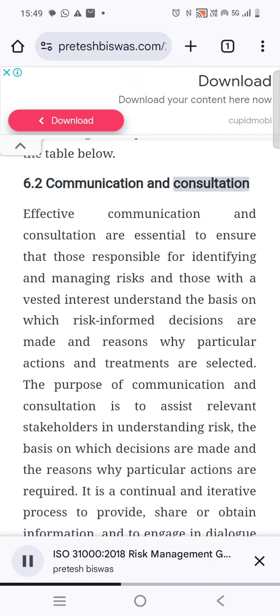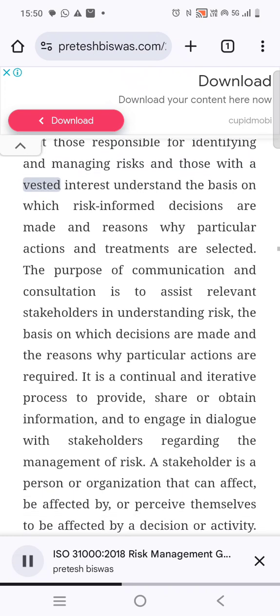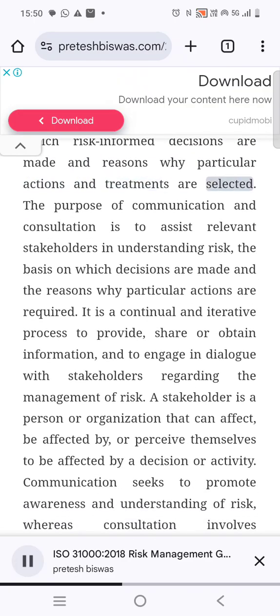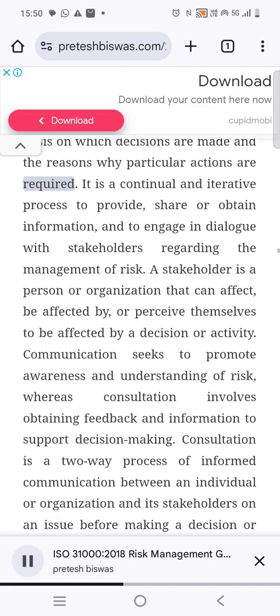6.2 Communication and consultation. Effective communication and consultation are essential to ensure that those responsible for identifying and managing risks and those with a vested interest understand the basis on which risk-informed decisions are made and reasons why particular actions and treatments are selected. The purpose of communication and consultation is to assist relevant stakeholders in understanding risk, the basis on which decisions are made, and the reasons why particular actions are required.